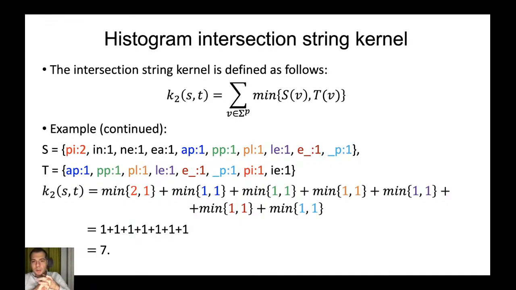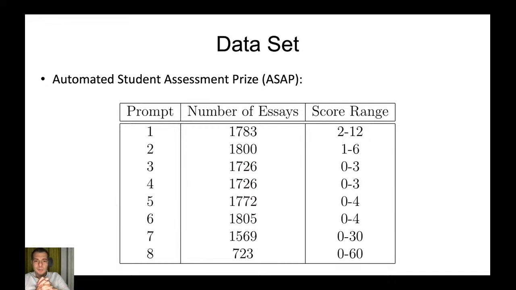I explained how we compute it. The intersection string kernel, for example, is equivalent to the minimum between the occurrences of the n-gram v in the hash maps S and T. So the advantage is that you can search for these n-grams in constant time in the hash maps, and the string kernel can be computed pretty fast. The experiments were performed on the Automated Student Assessment Prize, or ASAP, dataset, which is composed of 8 subsets, each having a different number of essays and scores ranging in different intervals.